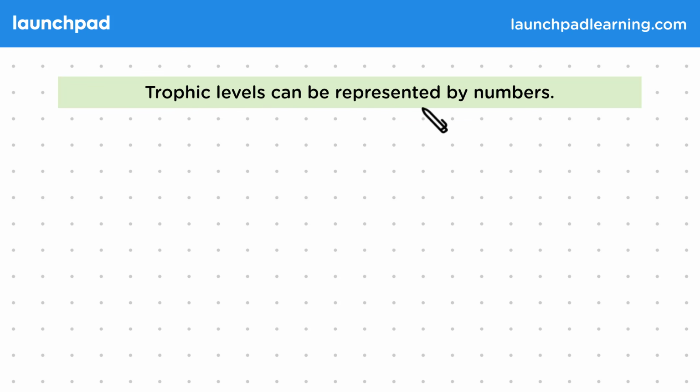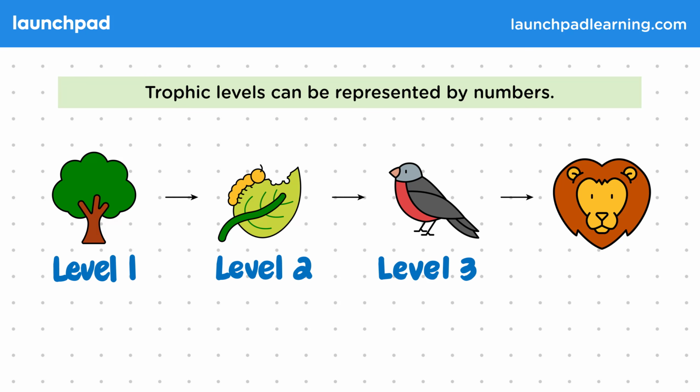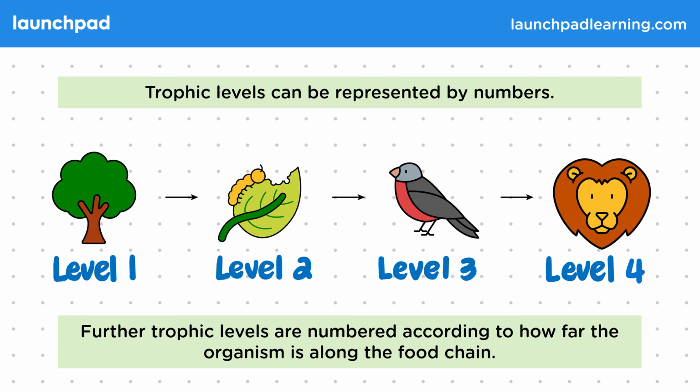Trophic levels can be represented by numbers. So, the first stage would be level 1 and would go all the way up to level 4 in this diagram. Further trophic levels are numbered according to how far the organism is along the food chain. So, what do we see at each trophic level?